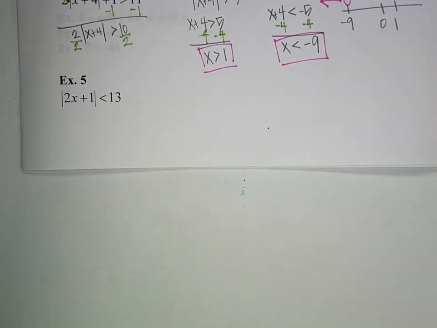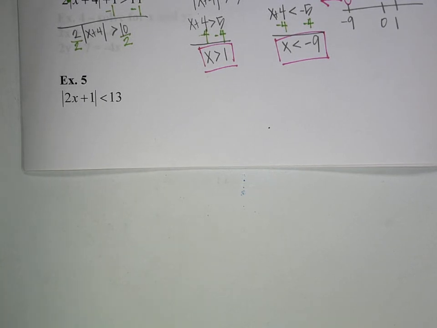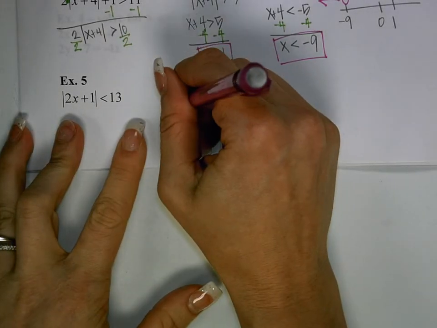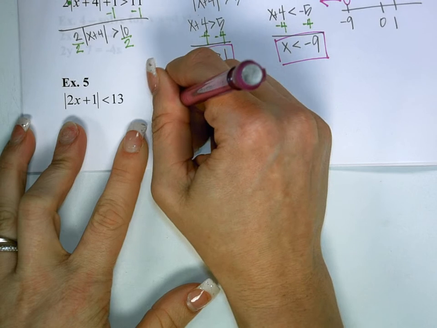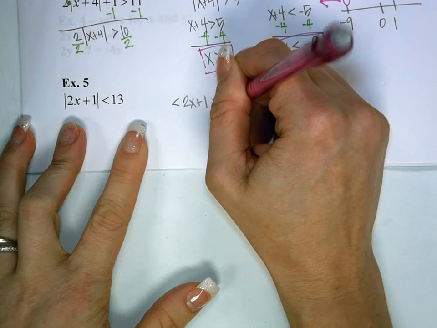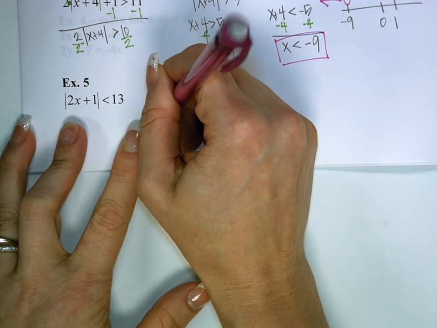Okay, number 5, this is the last one. Absolute value 2x plus 1 is less than 13. What did we say about less than equations? Do they become sandwiches or do I split them into 2? Sandwich. So you sandwich anything that was inside, do not change it, in between 2 less thans, positive number on the right, negative number on the left, always.